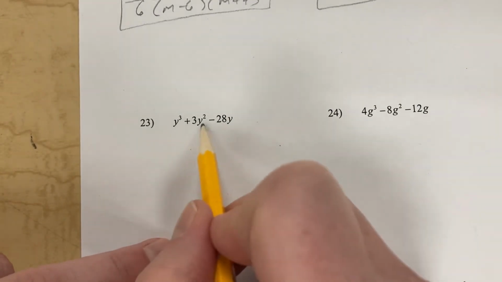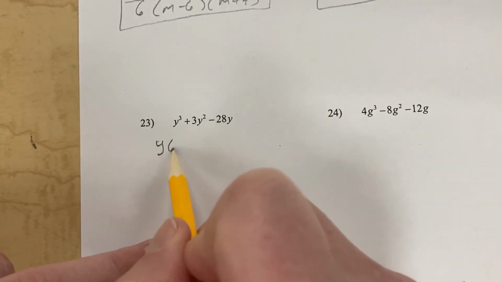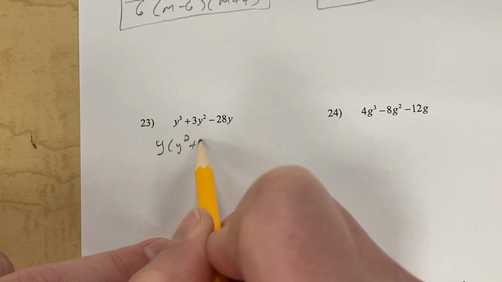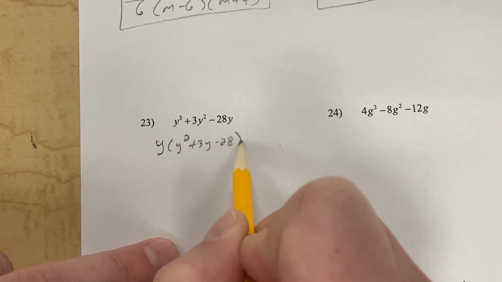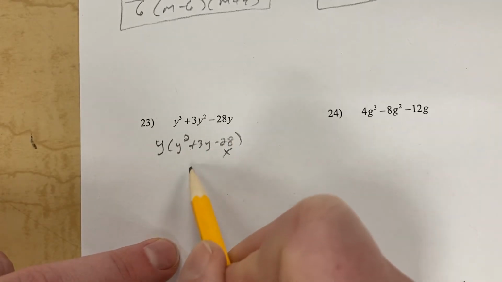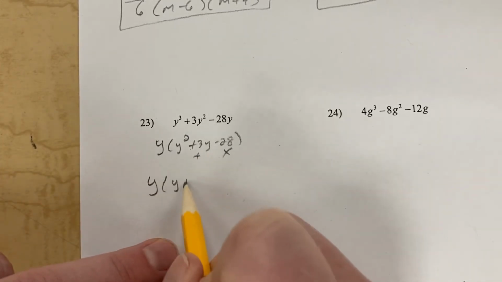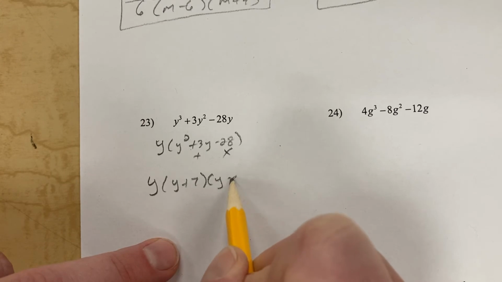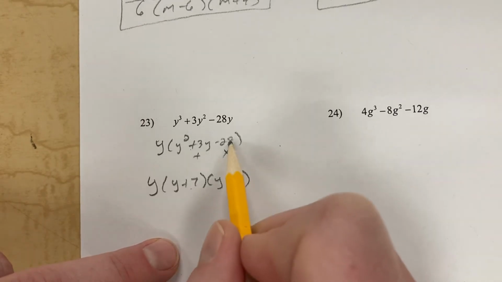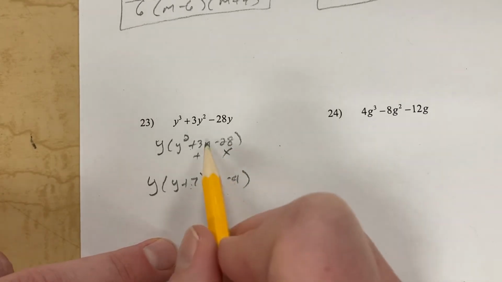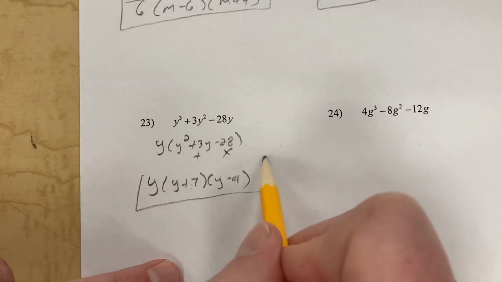23, I see that I have a y in all of those, so I'm going to pull a y out. We'll have y squared plus 3y minus 28 left over. Now I'm looking for two numbers that multiply to equal negative 28, add to equal 3. Those numbers are 7 and negative 4. 7 times negative 4 is negative 28. 7 plus negative 4 is 3. So that's my answer there.